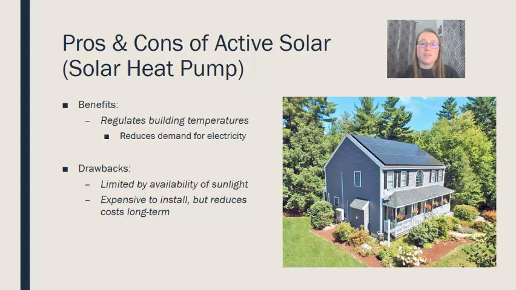There are also pros and cons to using a solar heat pump. Again, the benefit is that this is a way to regulate the temperature of a home, reducing the demand for electricity. Again, because most of the energy use in a home is used for heating and cooling purposes. Also, again, a drawback, just like it is for all the other sources, is that solar heat pumps are really limited by the availability of sunlight.